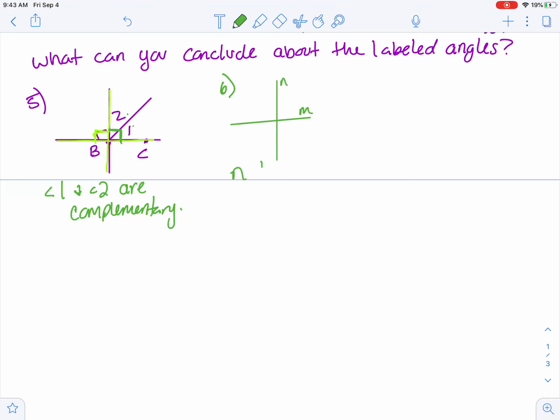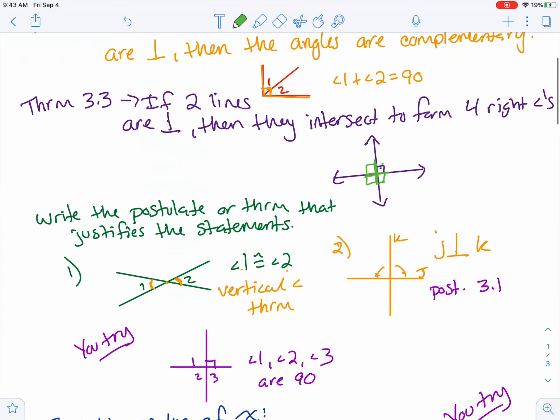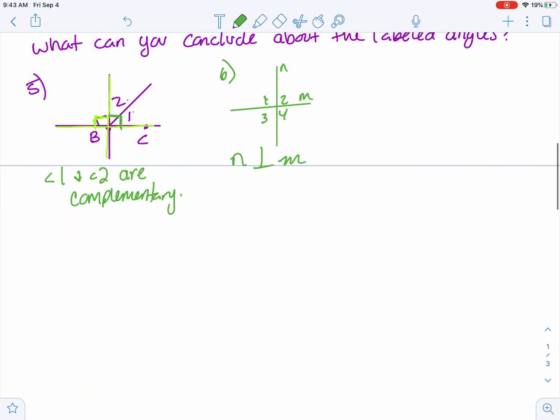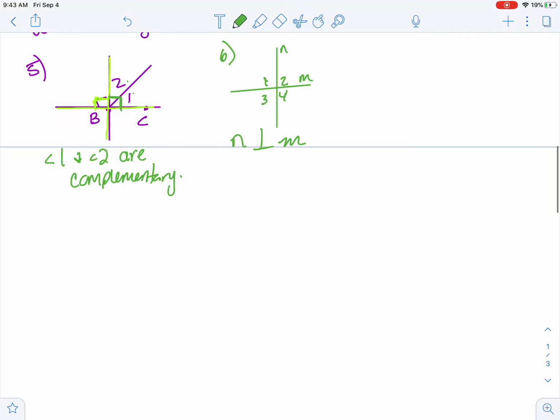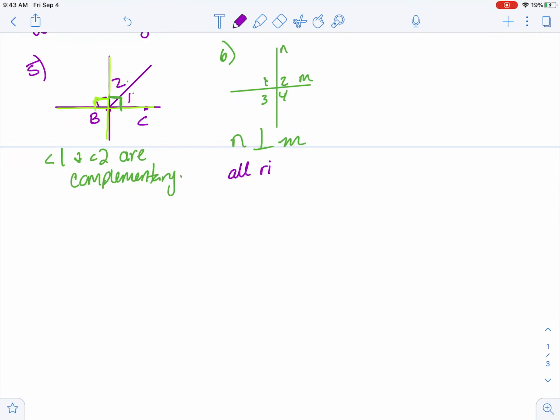N and M. N is perpendicular to M. I'm going to tell you that. So what do we know about angle 1, 2, 3, and 4? Well, from up here, if we have that picture, two lines are perpendicular, they make 4 right angles. Okay, so all right angles. It makes all right angles. Okay, you guys try this one.